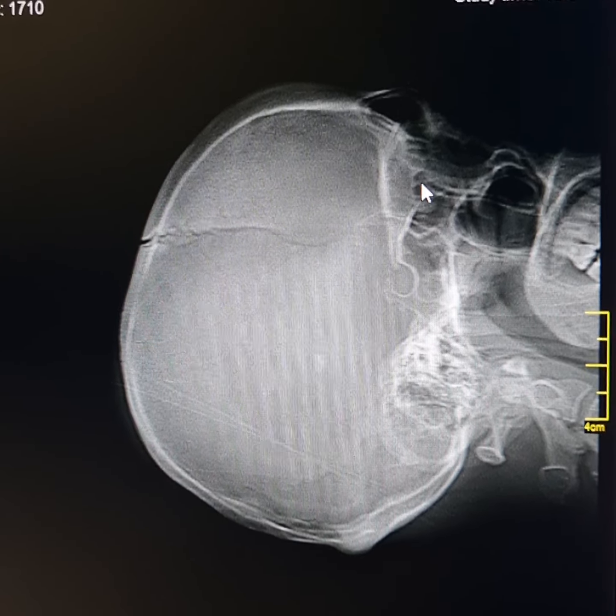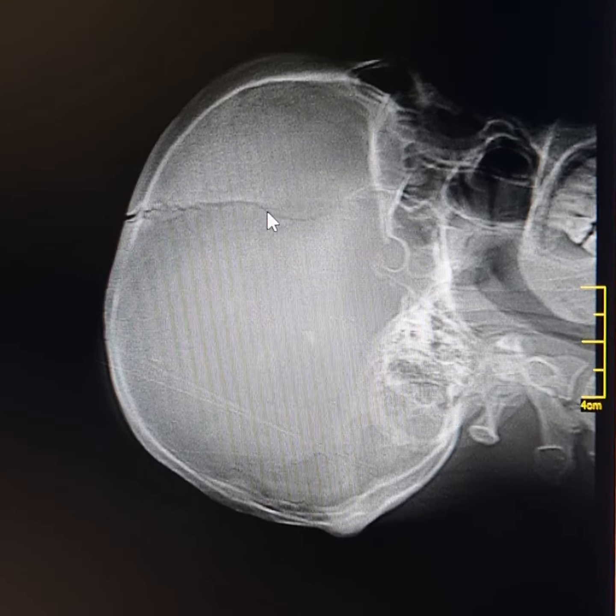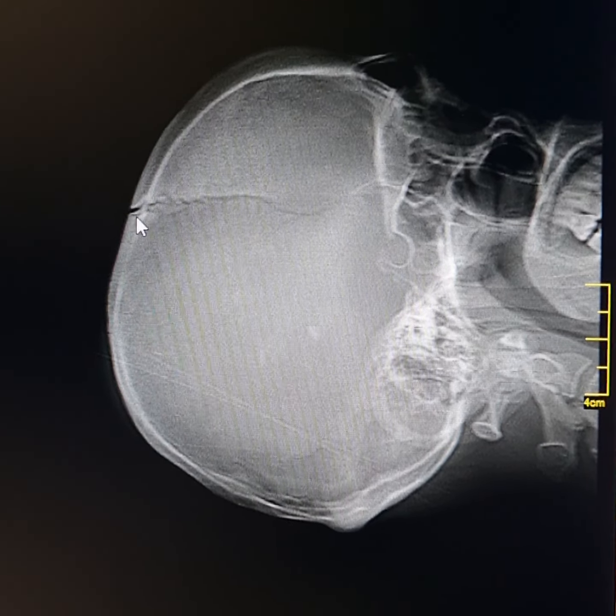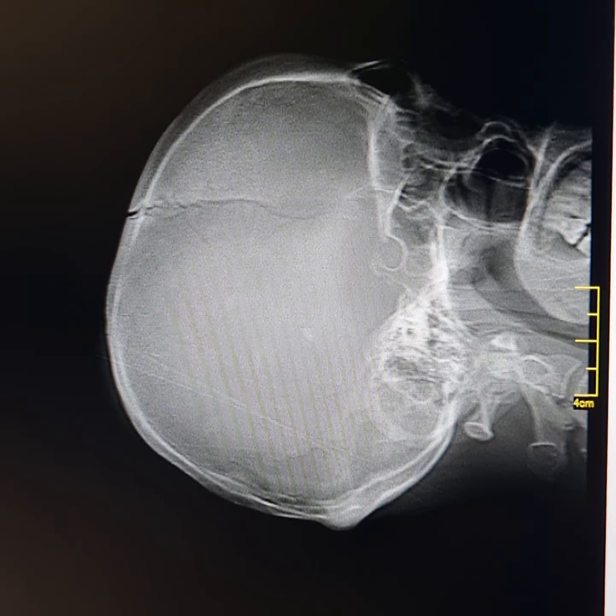Of a CT brain of a 43 years old patient who had a road traffic accident. Please observe the diastasis of upper part of the coronal suture here, this one here. Now I will show you 3D.